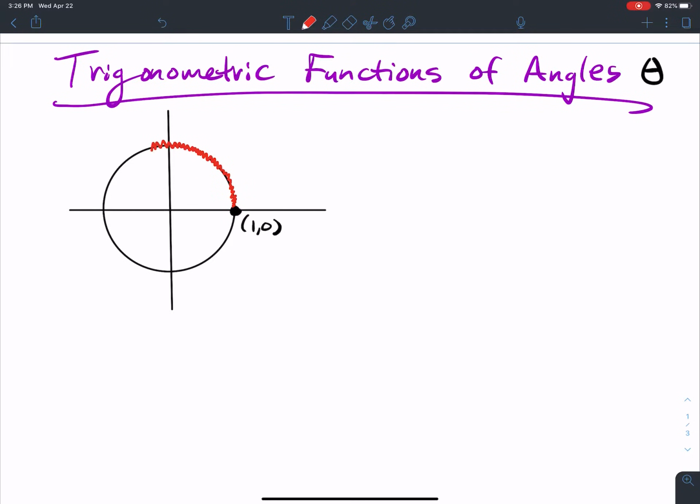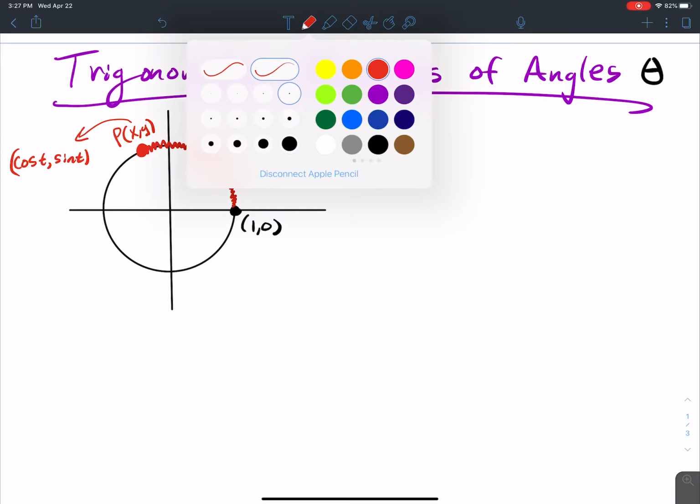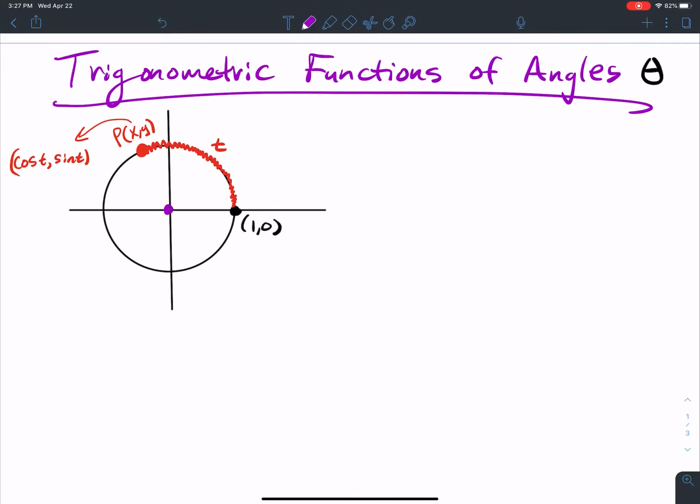Say we go out some t distance to this point P of (x, y). Then what have we done to get the x value and the y value? That point is (cosine of t, sine of t). The x value is the cosine and the y value is the sine. That's what we've done.